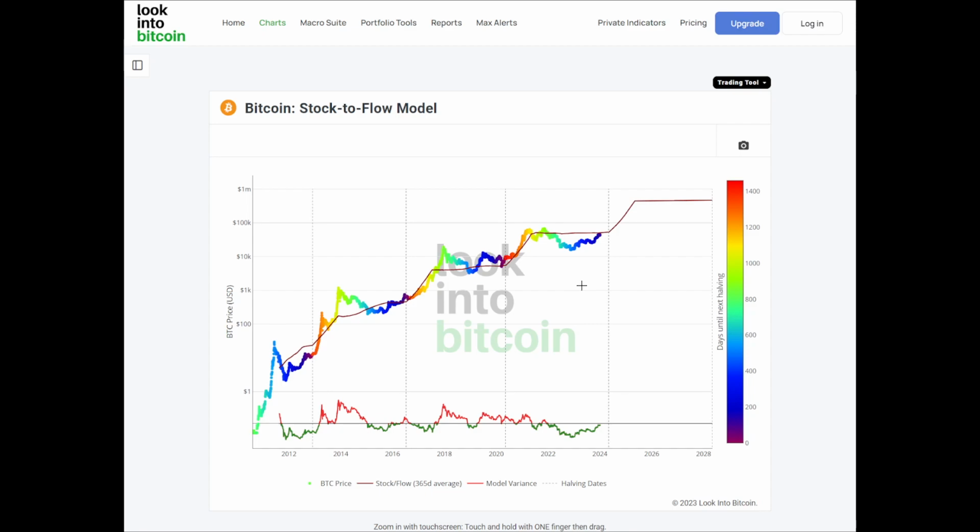So while you're dealing with your audio technical gremlins, Sakib, I'm going to go ahead and take over. The stock to flow is basically a measure of supply and demand, and it can be applied to any kind of asset or any kind of commodity. This middle line shows the average of where the supply and demand should be. And the colorful lines, the rainbow line, we'll call them, shows where the actual price action is. So this median line shows where the price should be, and the colorful line shows where the actual price is.